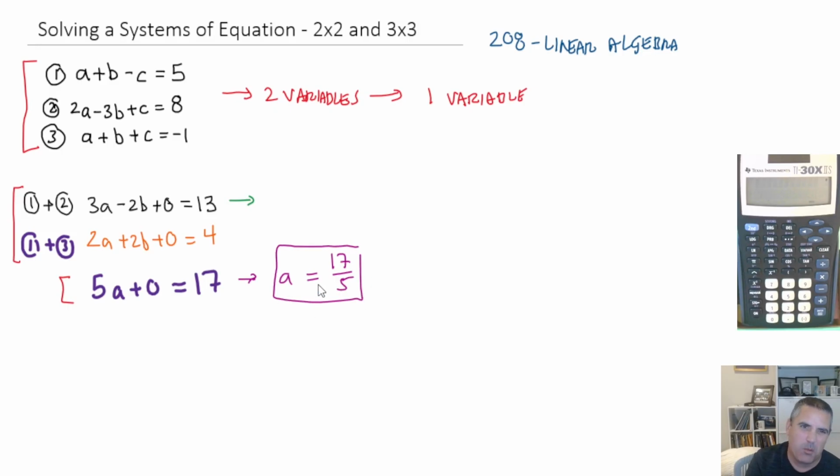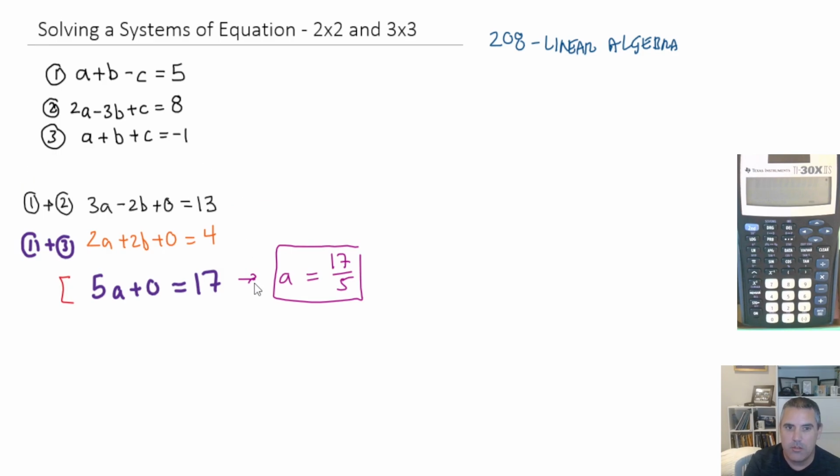That's it. You can see how fast it was, but it's not always that fast because the numbers were kind of nice here. This was a homework question. But again, we added side by side because it looked a little easier, but you could have also done substitution. We got a. We went from 3 variables to 2, 2 variables to 1, and we got it.